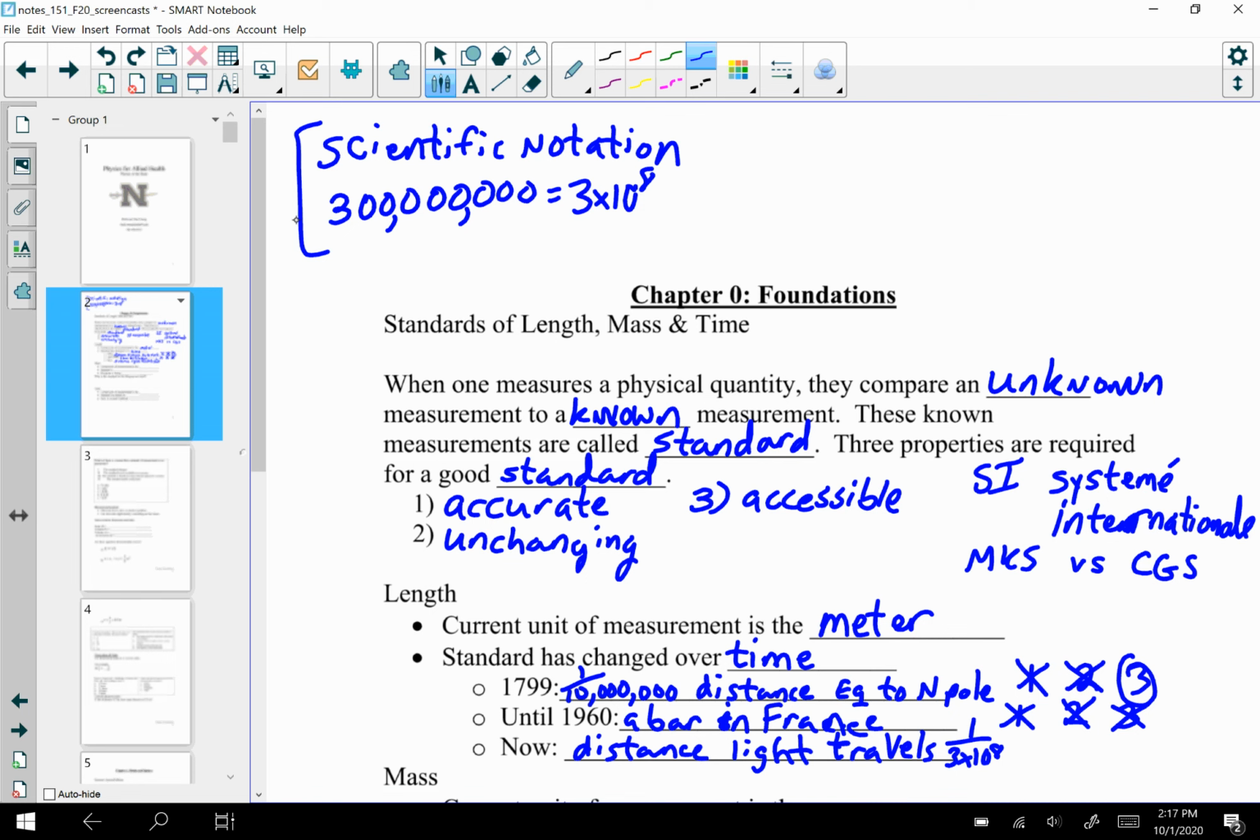This is very good. It is very accurate, that the distance that light travels in this amount of time is very, very short. So that means that you can use this standard to measure very, very small distances. You can also use it to measure very, very long distances. It is unchanging. As far as we know, the speed of light does not change with time, and it is accessible to everyone. In fact, measuring the speed of light is a very simple experiment. It's done in most undergraduate physics curriculums.